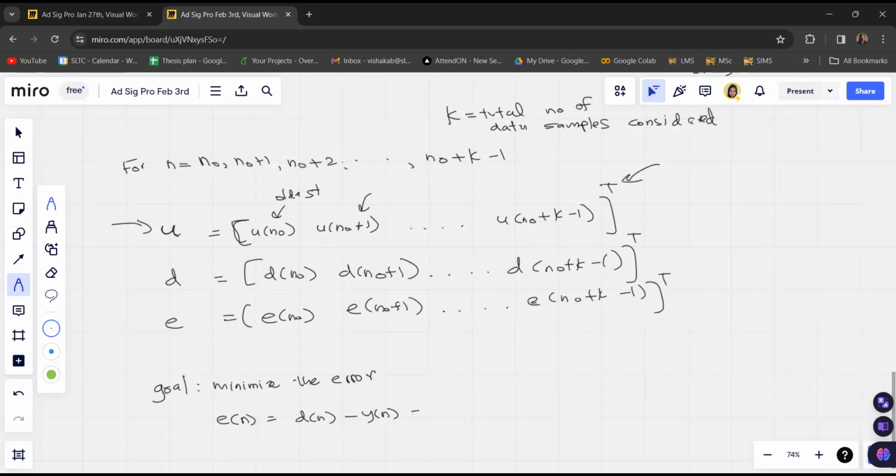The output signal we can further define as the input signal transpose times the filter coefficients. The input signal I will denote as x, and the filter coefficients as h. Sorry, I think I have to denote this input signal as capital X in here.